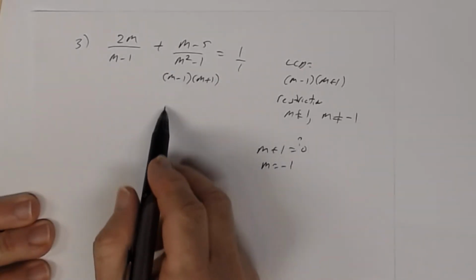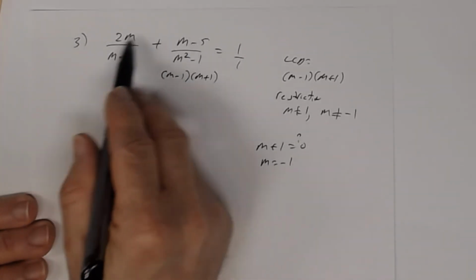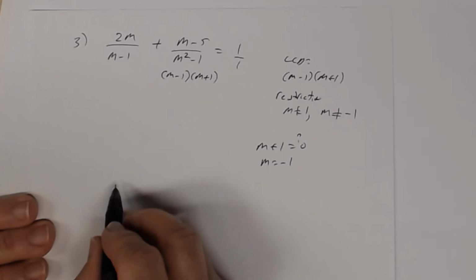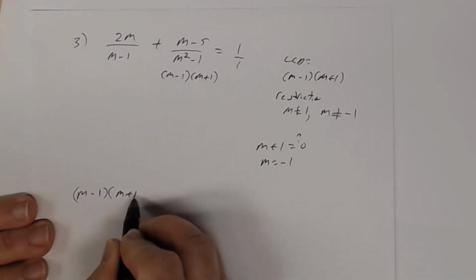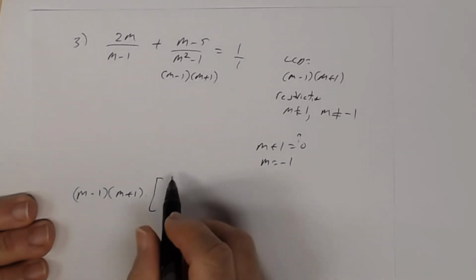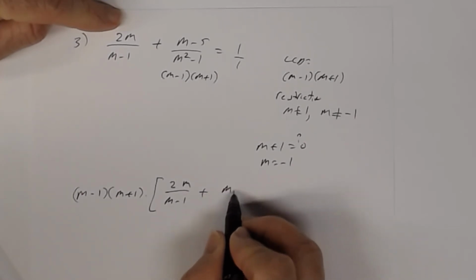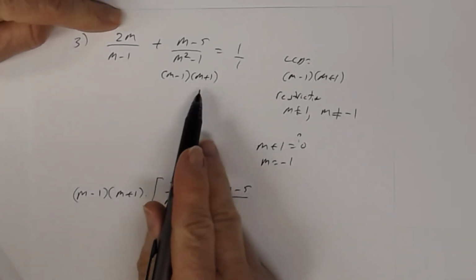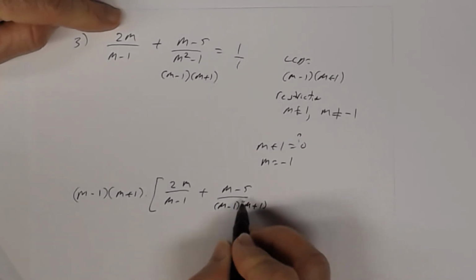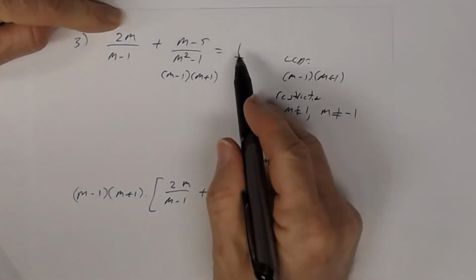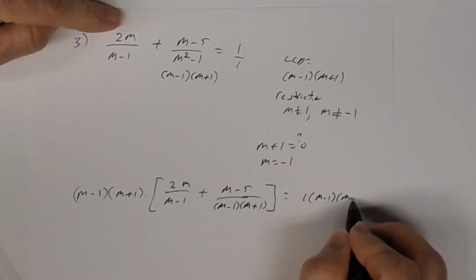Okay, now we're going to multiply both sides by the least common denominator. All right, so I'm going to go ahead and rewrite the left-hand side, and we're going to multiply that by the least common denominator, m minus 1, m plus 1, times the left-hand side, 2m divided by m minus 1 plus m minus 5 divided by, and write the factored form, m minus 1, m plus 1, equal. And then I'm just going to say 1 times m minus 1, m plus 1.